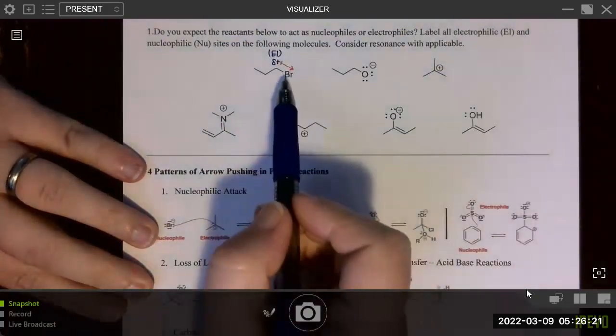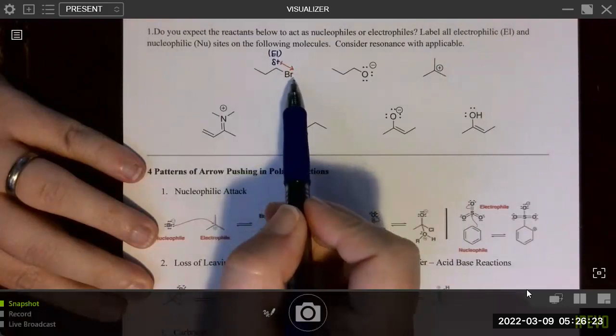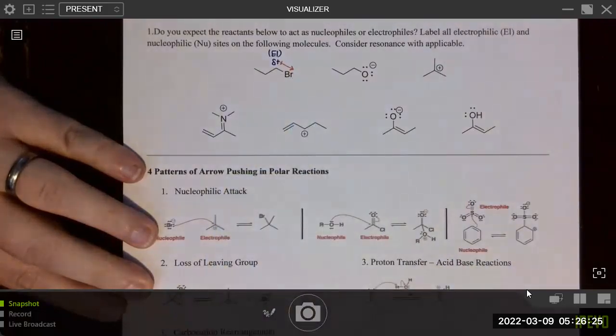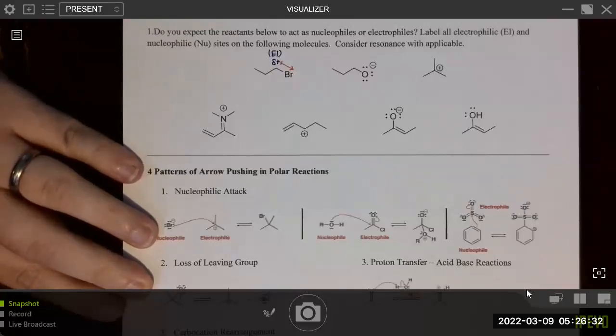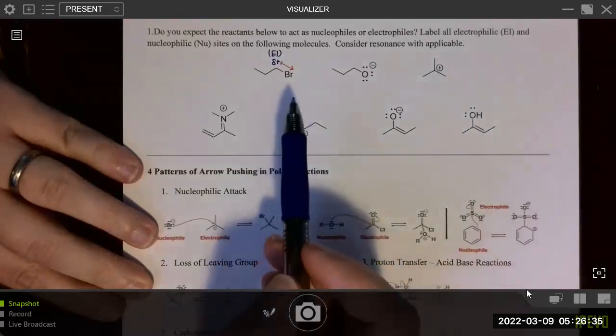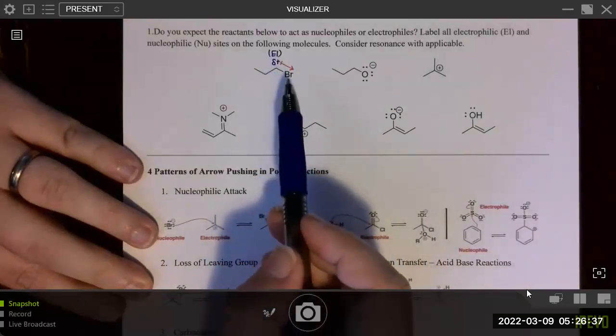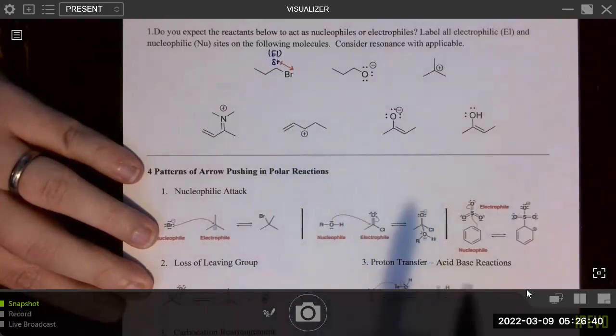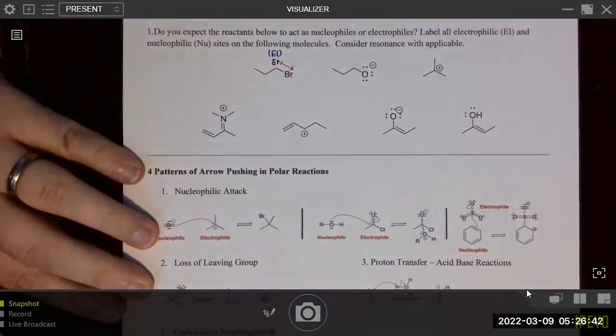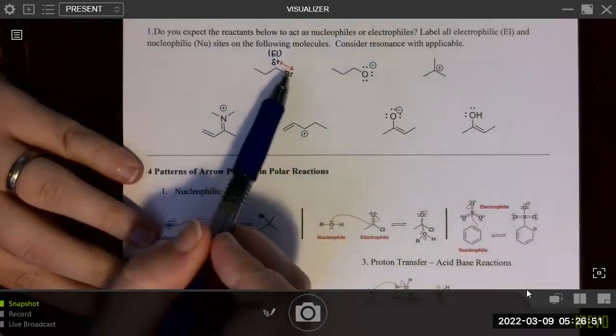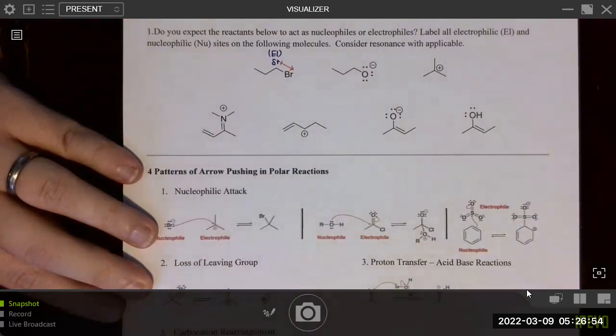Some people might label the bromine, which does have a slight negative, as a nucleophilic site. However, I'm going to refrain from doing that just because right now bromine is already making one bond. And remember that bromine, unless it's going to expand its octet, which typically doesn't happen in organic chemistry, is not likely to make a second bond. So while it's currently attached to a carbon, it is not very nucleophilic.